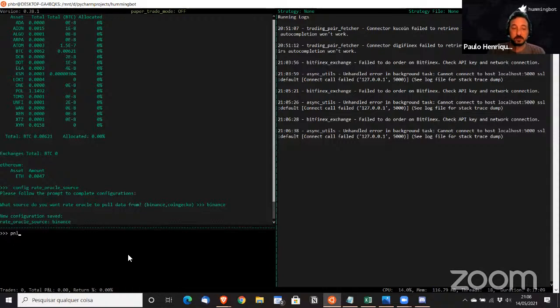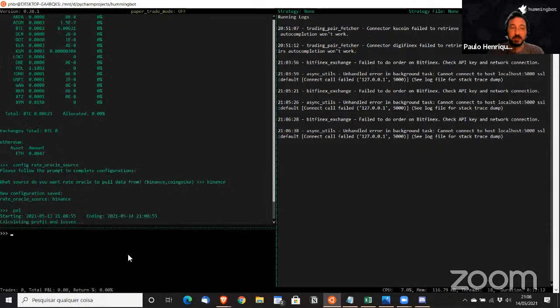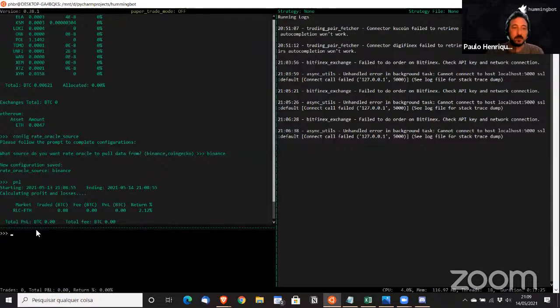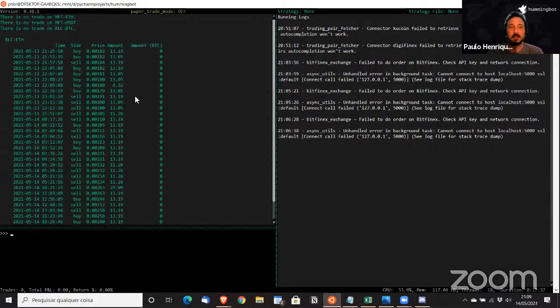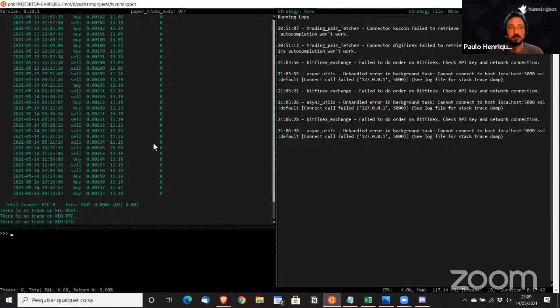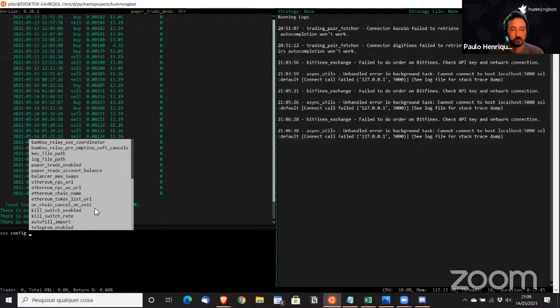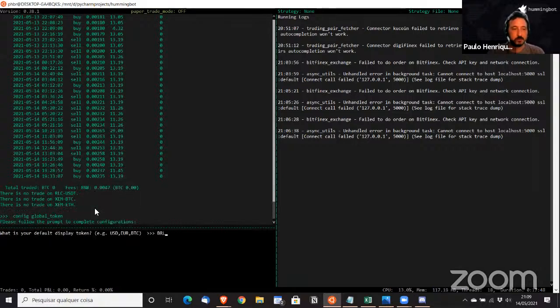So besides the balance, there are other commands that you can use. For example, you can check your profit and loss, your P&L, on the currency that you selected as a global reference token, right? As you can see now, my P&L is showing in BTC, not in USD. Another one you can do is trades, right? It will pull your trade data and show the value. Well, in BTC the values are a bit low, so let me change back to the global token BRL.